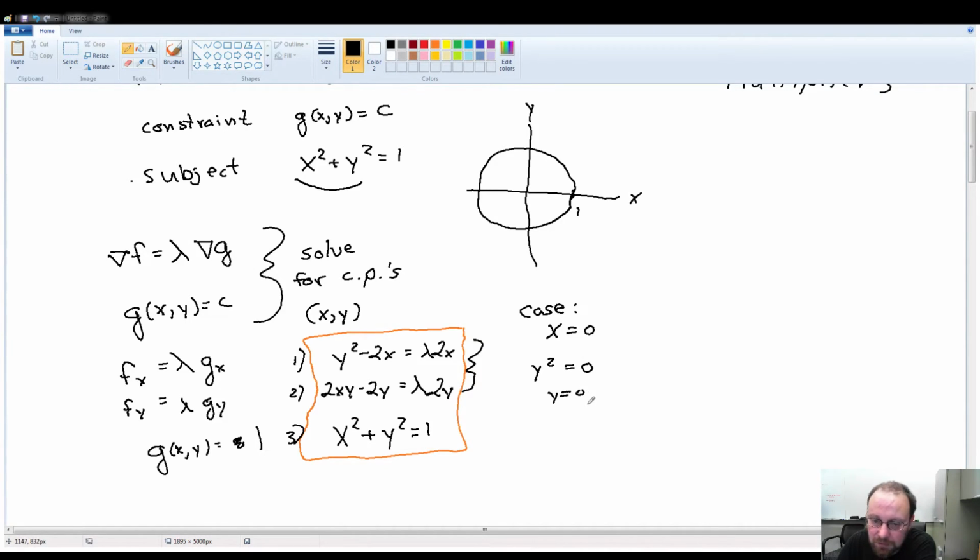But why is that inconsistent? Why is that a contradiction? Well, this doesn't satisfy the third equation, the third constraint. The third equation, x squared plus y squared has to be 1, right? And that's 0. If x and y are 0, that doesn't happen. So we get no solutions from this case, or no critical points. Okay, so now we can assume that x is not 0.